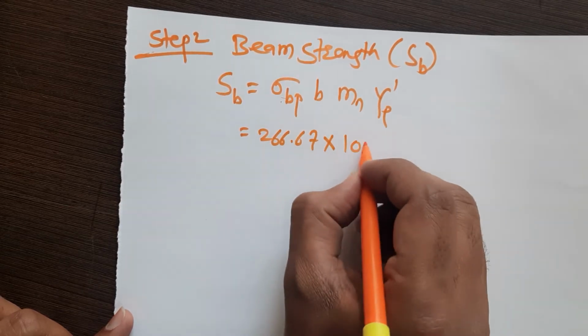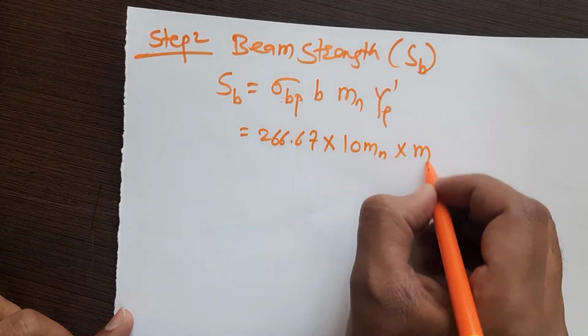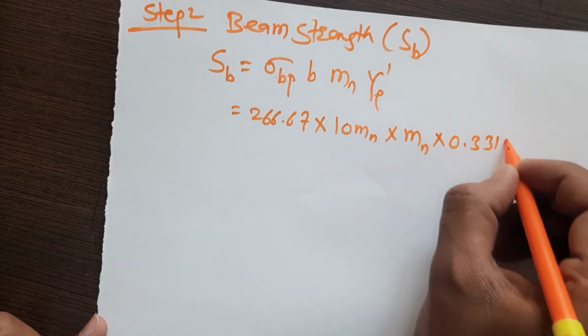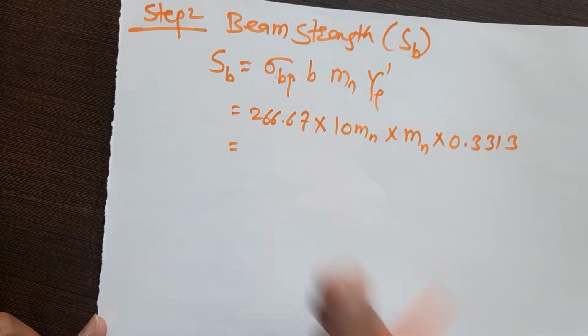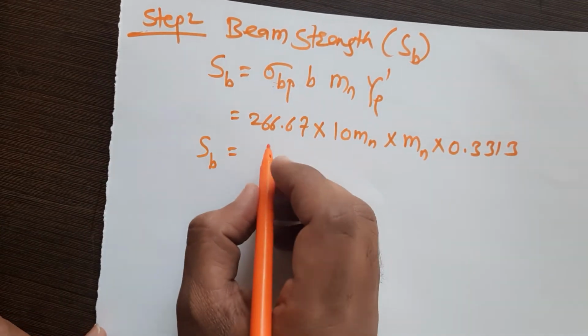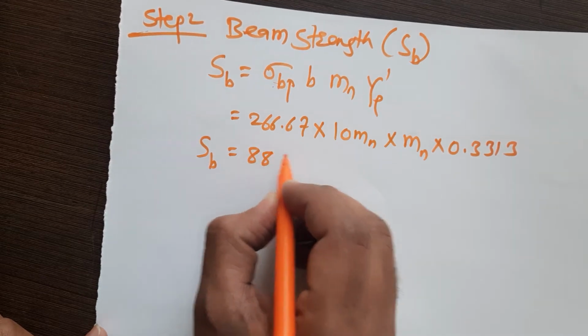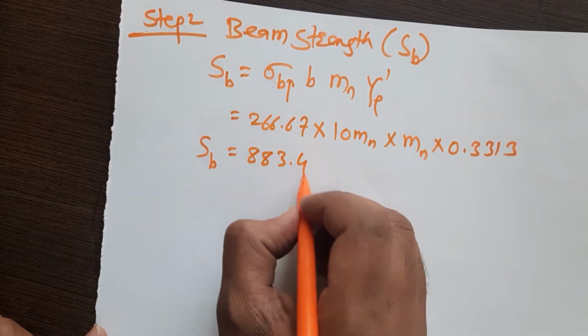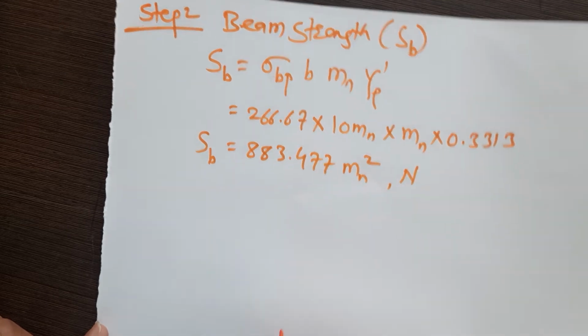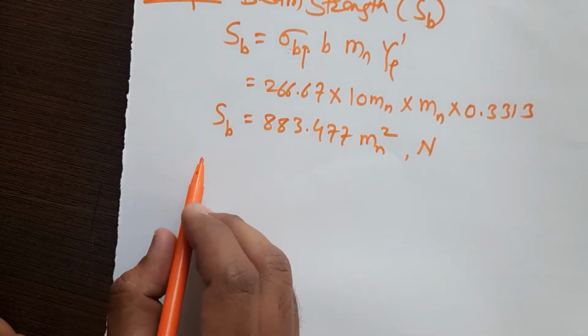Now B is 10 into normal module into Yp dash 0.3313. So if you solve it, you will get SB as 883.477 mn square in Newton. Okay. So this is beam strength.